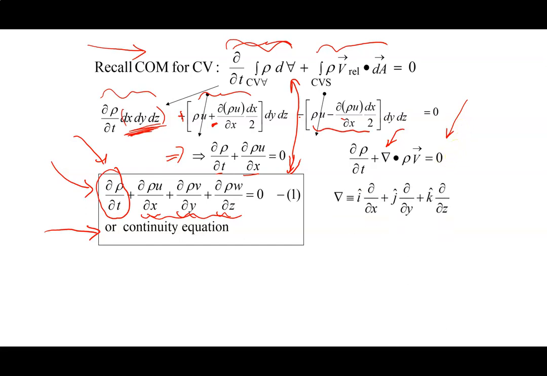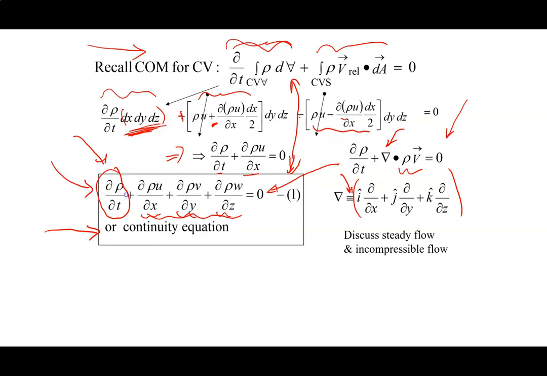The del operator in our Cartesian coordinate system is defined as, remember this is my defining equation, i hat d/dx, j hat d/dy, and k hat d/dz. So this is an operator, and by itself it doesn't make sense unless it operates on something. In this case, there's a dot product operation with rho v, which is what gives me this result.